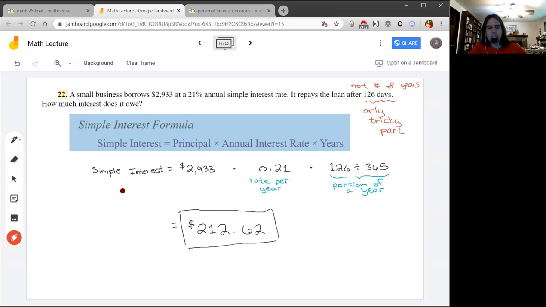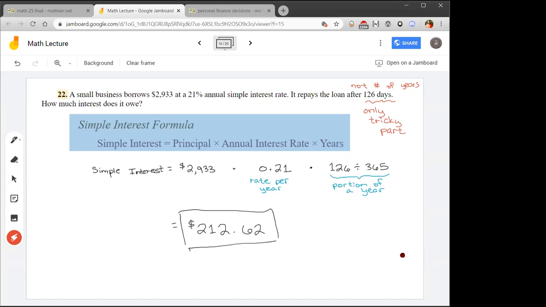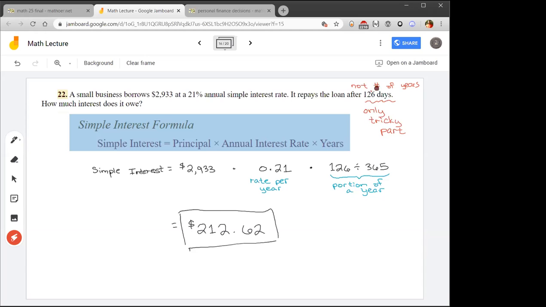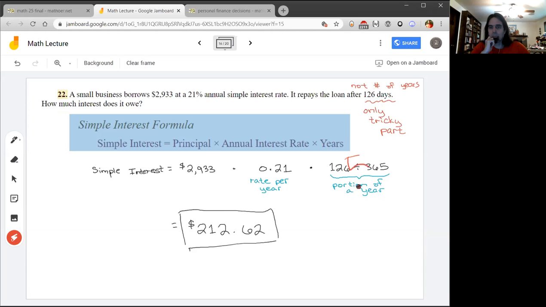It would have been nicer if this was a number of years, like 5 years. Then we could just put a 5 here. Oh, right. So what happens if it was like 5 years? Do I still divide it by 365? No, because then it's not a portion of a year. We're not doing the fraction of part over whole. If it was 5 years, we just put a 5.